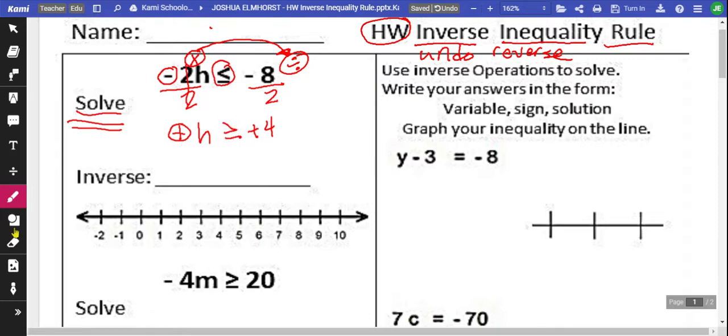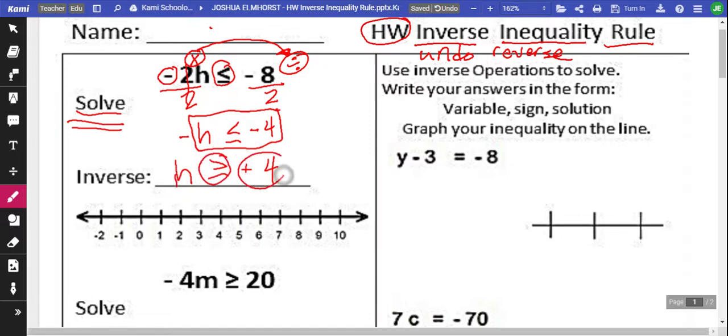flips around. Okay, so let me undo that. So we have a negative variable which is less than or equal to -4. Well, the negative variable is going to say that everything over here is the opposite. So negative h is backwards from all this. So in order to make this all positive, when we flip the variable around, we need to flip the symbol around, and then we are also dividing by a negative. So now h is greater than or equal to +4.